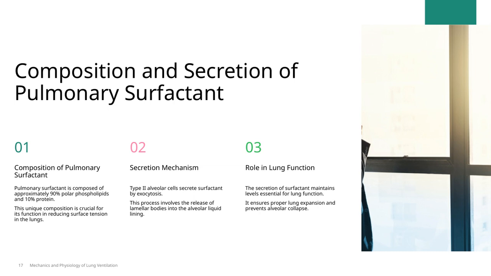This unique mix is vital because it allows surfactant to reduce the surface tension within the alveoli effectively. This reduction in surface tension plays a fundamental role in lung mechanics. It helps maintain the levels of surfactant needed for optimal lung expansion. Without it, the alveoli could collapse, especially during exhalation, making breathing much more difficult. So, in essence, the secretion and composition of pulmonary surfactant are both critical for ensuring that our lungs can expand properly and function efficiently throughout the breathing cycle.